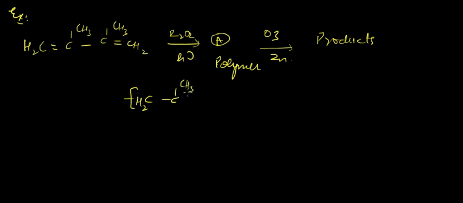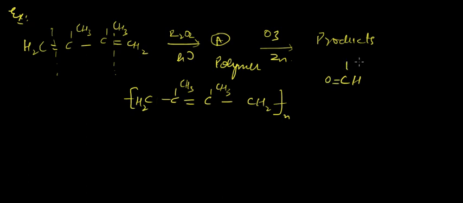CH2, CH3, CH3, CH2. Okay, and then when we pass O3, so obviously one of the products which we will be getting is the reaction mixture on passing the O3, we would be getting ozone coming into the picture here and here. So what will we be getting? We'll be getting something like CH double bond O, CH3.